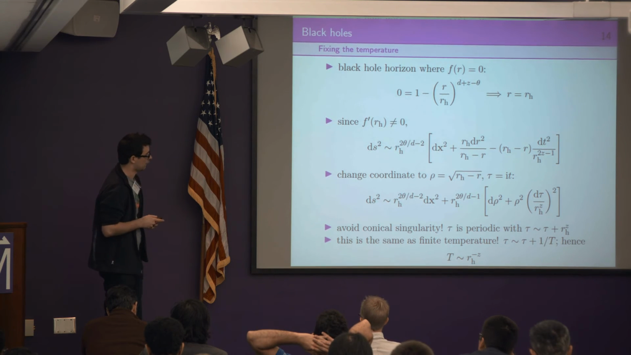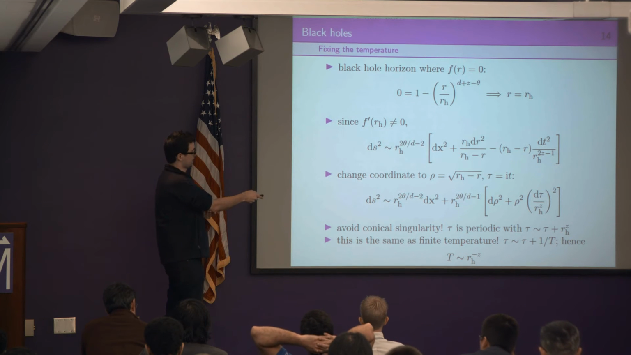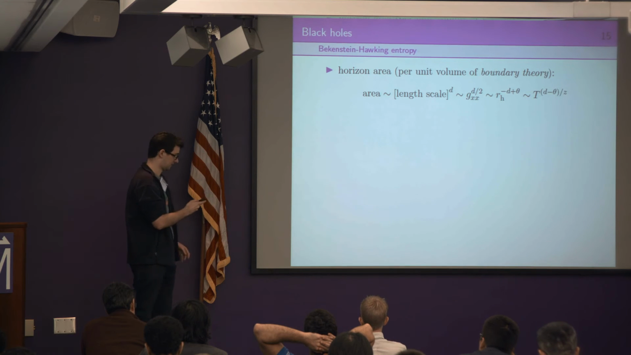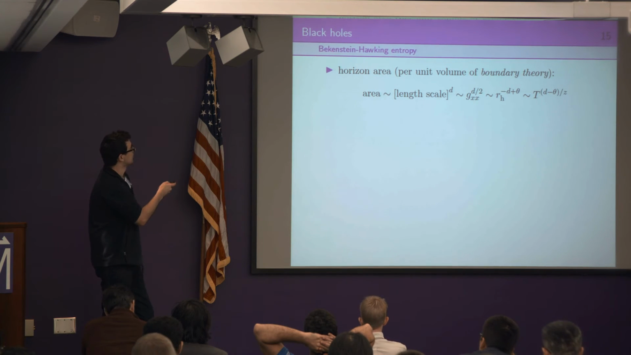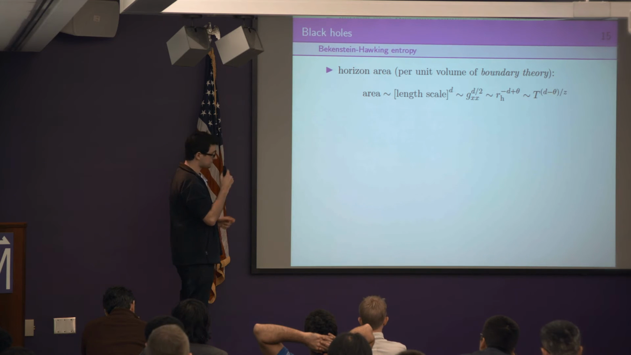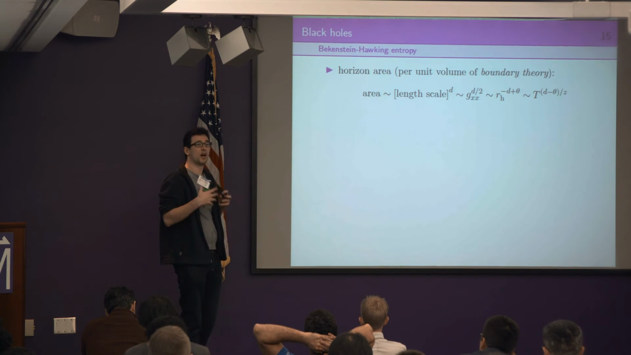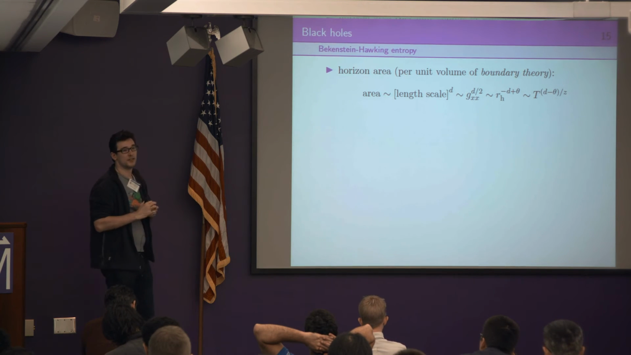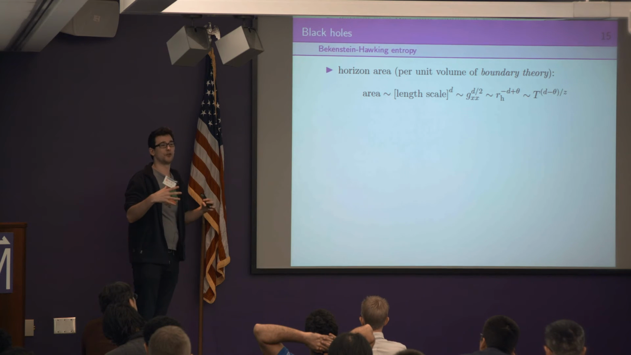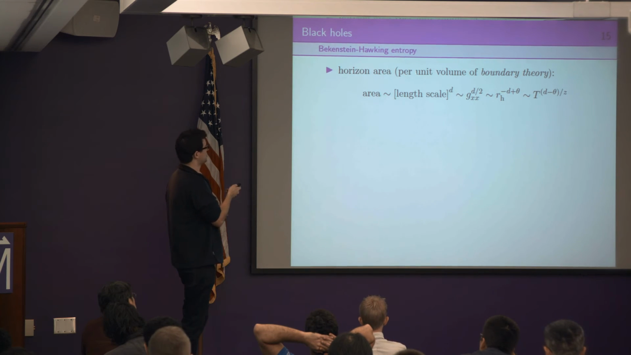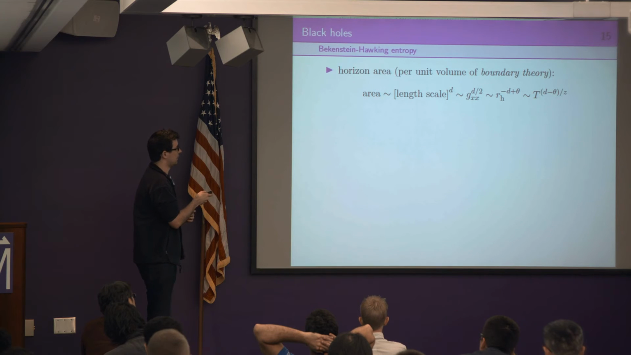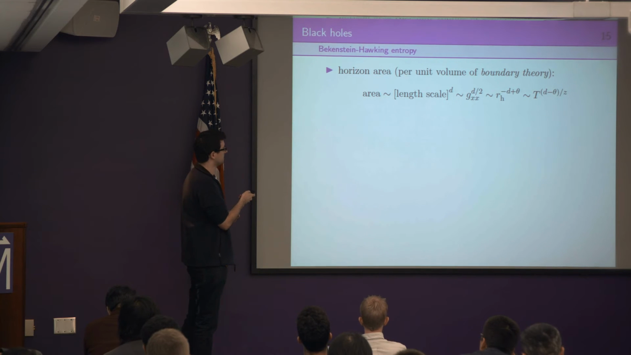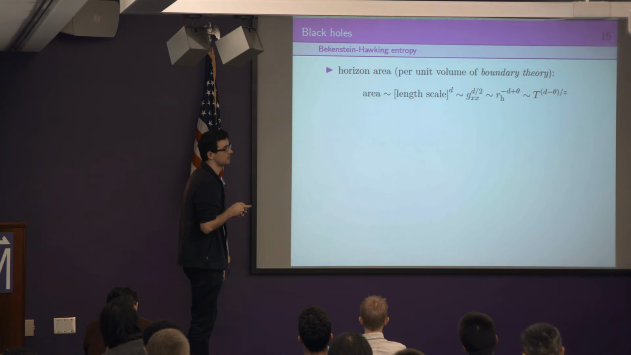Basically, it's one way of understanding why black holes describe finite temperature, via the Euclidean near horizon geometry, but I'm running behind. Okay, so I would say more physically, one way you can think about these black holes as encoding finite temperature states is that the horizon has an area. In the boundary theory, this means that per unit volume, you can count how much of the horizon there is. That scales as a length scale to the d. Which length scale? It's the coefficient of the metric, gxx to the d over 2. This scales as T to the d minus theta over z.